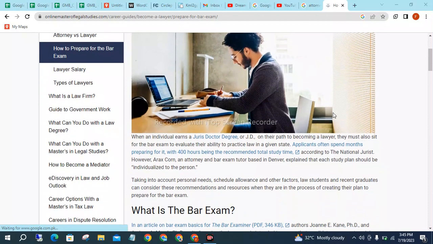How to prepare for the bar exam. When an individual earns a Juris Doctor degree, or JD, on their path to becoming a lawyer, they must also sit for the bar exam to evaluate their ability to practice law in a given state.